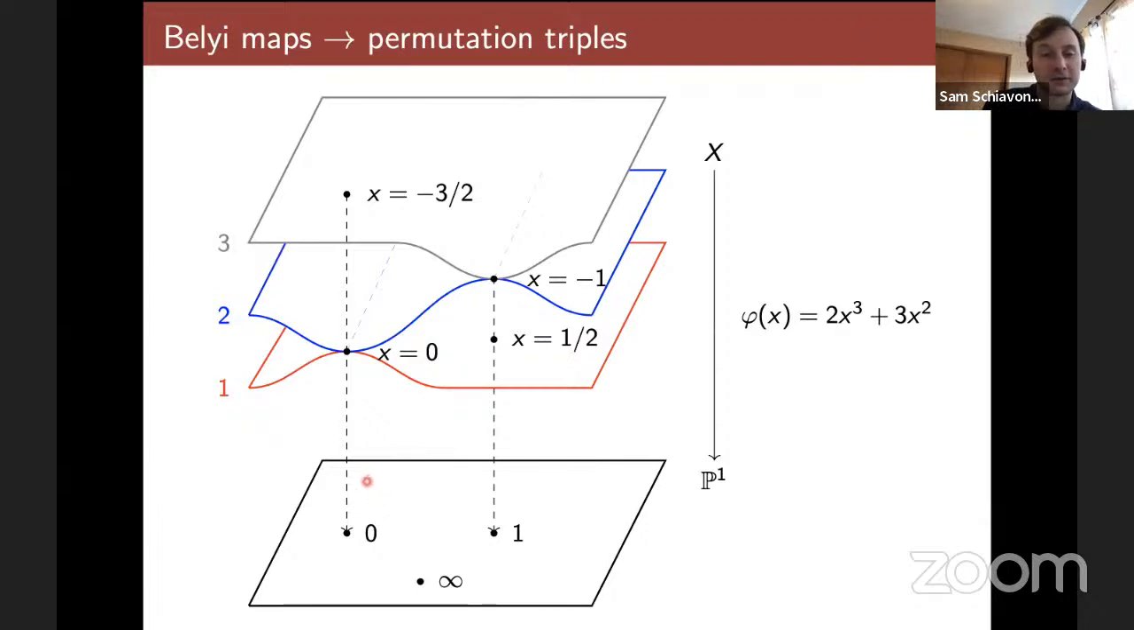So returning to this example that we did before. Here we can imagine taking a loop around 0. If we take the lift that starts on this red sheet, when we travel around, we're going to end up on this blue sheet. And if we take instead the lift of this loop that lands on this gray sheet, you stay on the gray sheet. So this is just to illustrate how the path lifting works and how you get the permutations from it. Okay, so the answer for how you go from Belyi maps to permutation triples, in a word, is monodromy.